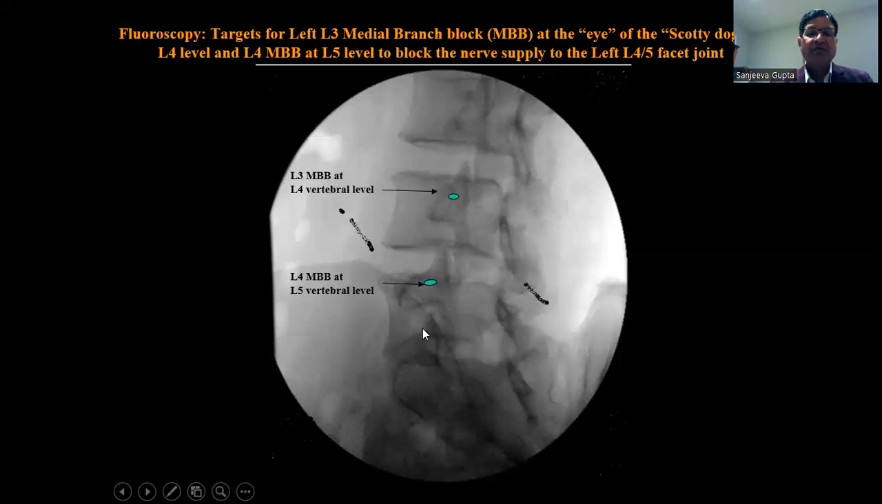The most common facet joint involved is at the L5-S1 level, followed by L4-5. Think about these more common ones first.